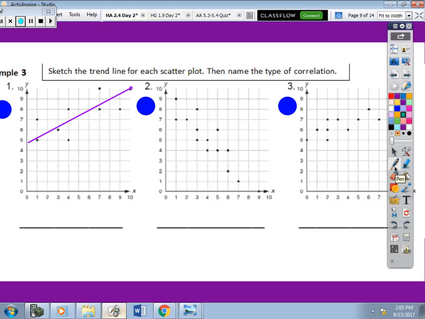What type of correlation would we call this? Jax? I would call it a weak positive. It's good, it's clearly positive.